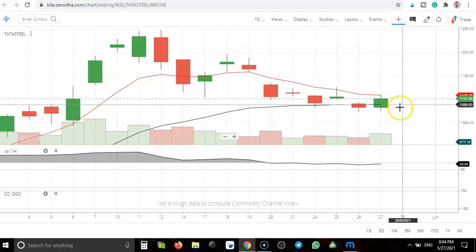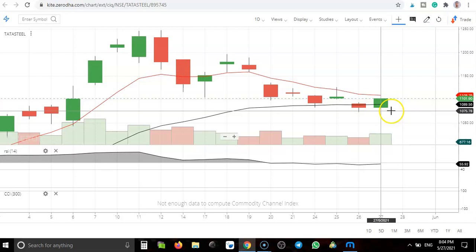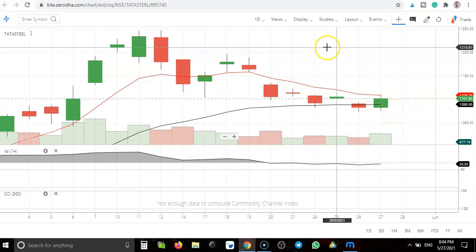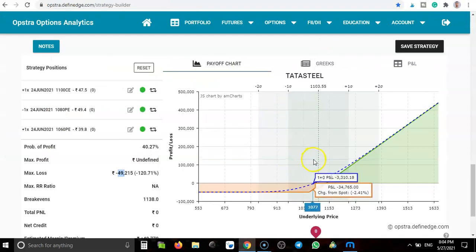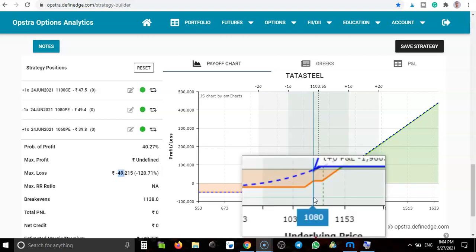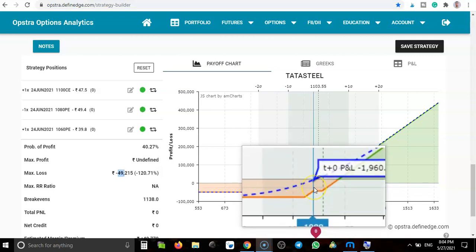Suppose price drops after I buy here, my SL will be somewhere around 1080. If price drops to this level, I'll close my position. Let me zoom here, 1080. Now I can see 1080. My maximum loss at 1080 is showing only 1,900. If price goes against me, I'll close my position. Is it interesting? That is my SL. I never hold my position till expiry.